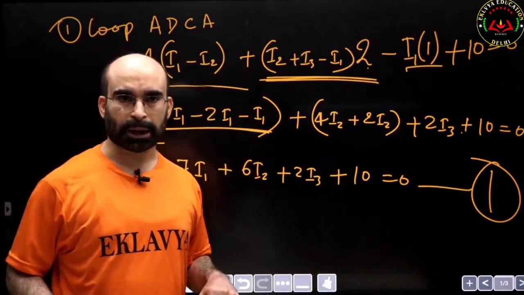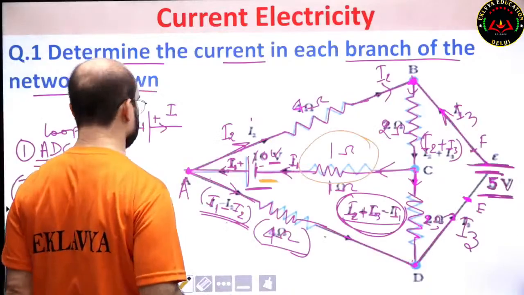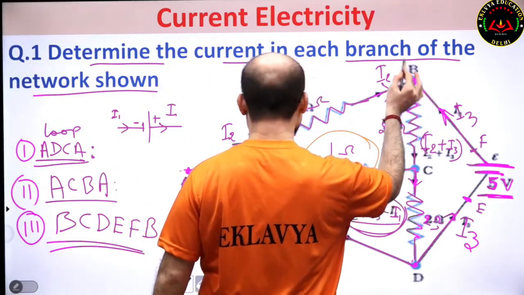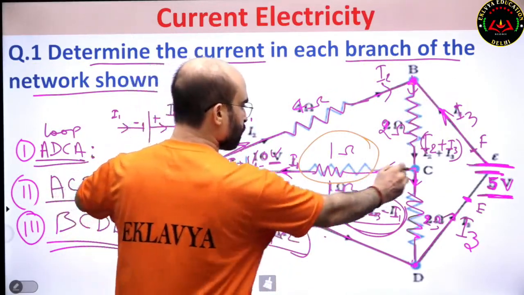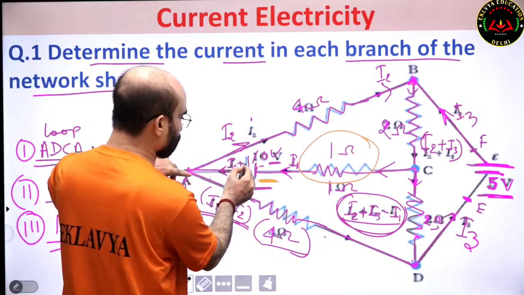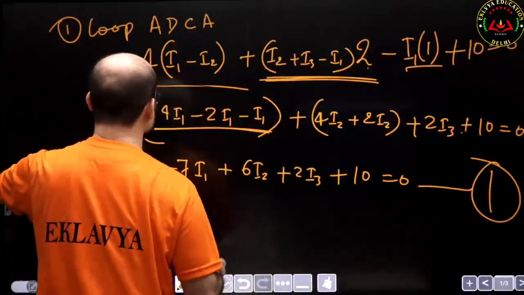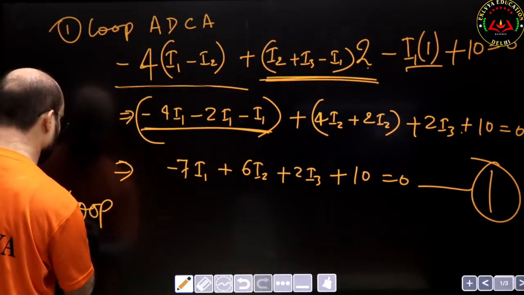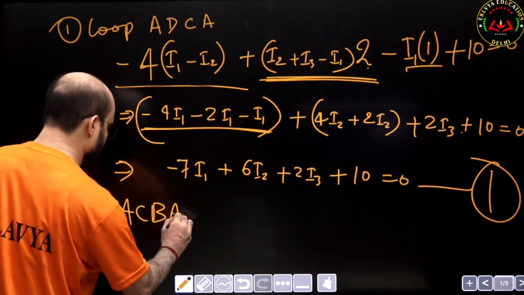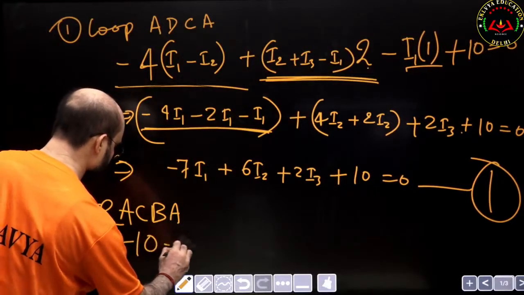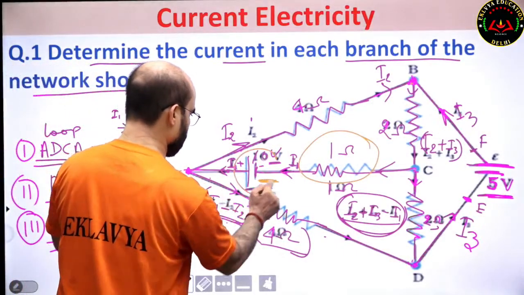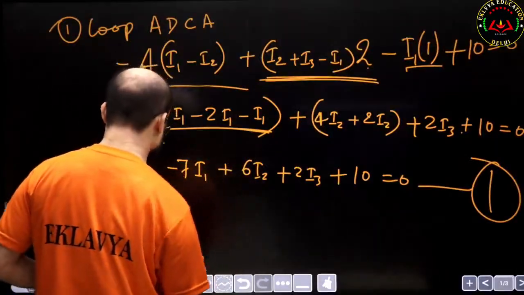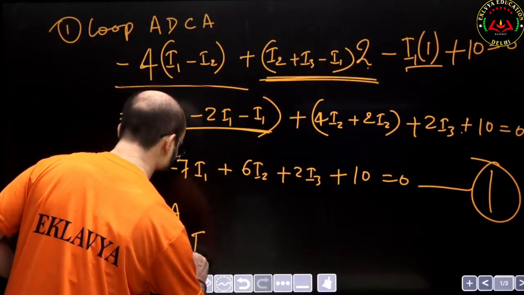Now we will take another loop. What is the other loop? ACBA. While going from A to C, we come across the positive terminal of the cell first. So for loop ACBA, minus 10 across this. Opposite to the direction of current, plus IR. This is plus I1 into 1.